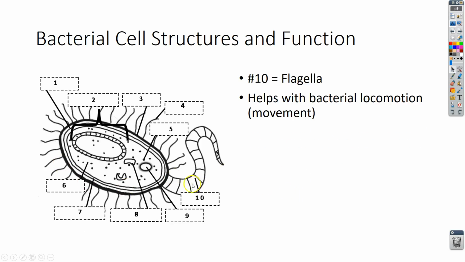The number 10 is our last structure. This is the tail or whip-like structure on the very end of the bacteria that can move up and down, kind of like a snake tail. And it helps with bacterial locomotion, and locomotion, another word for it is just movement. And that is the PowerPoint here on bacterial cell structures and function.